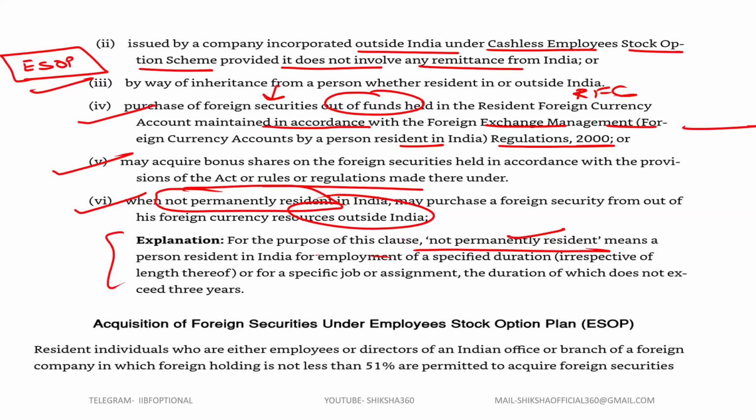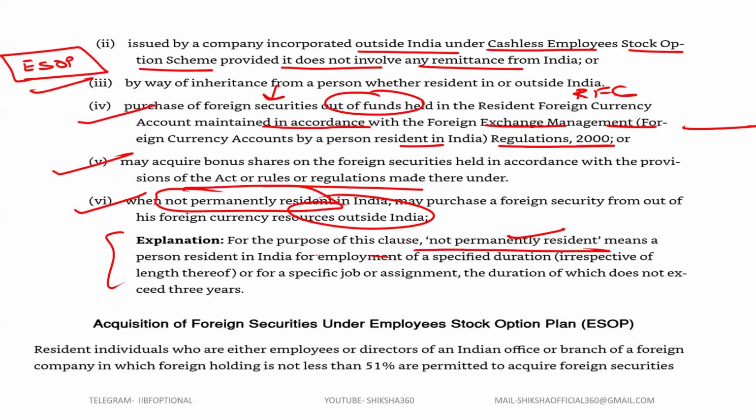Not permanently resident basically means a person that is a resident in India for employment for a specified duration, irrespective of the length, or for a specific job or assignment, the duration of which does not exceed 3 years. Clear? That is a resident in India, but not for more than 3 years.